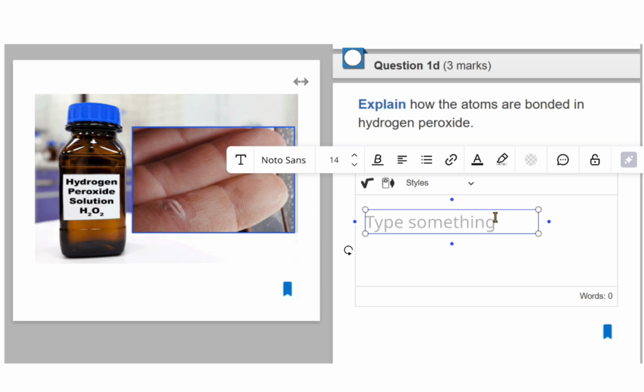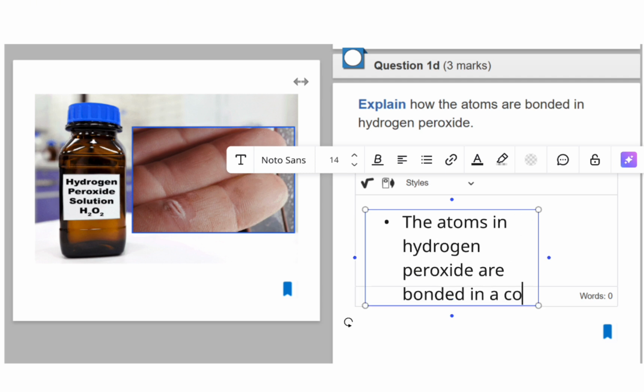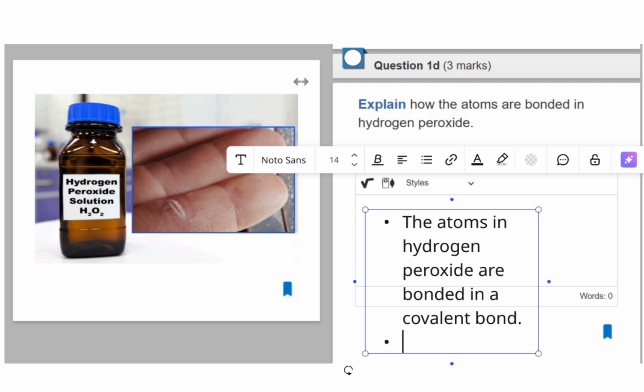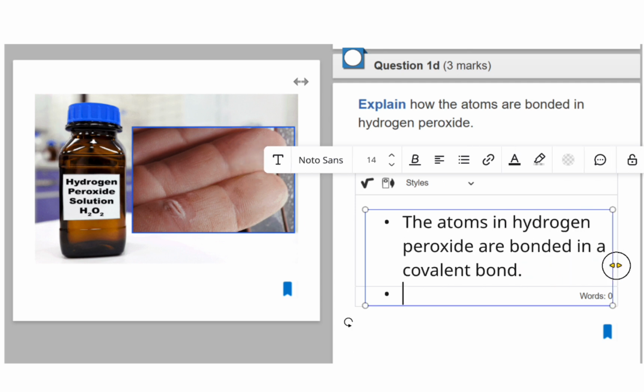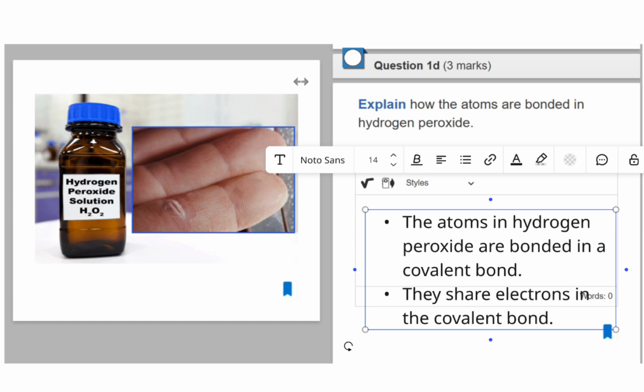And remember, we're going to write in pointers. The first point is going to be the atoms in hydrogen peroxide are bonded in a covalent bond. They share electrons in the covalent bond. That is our second point.